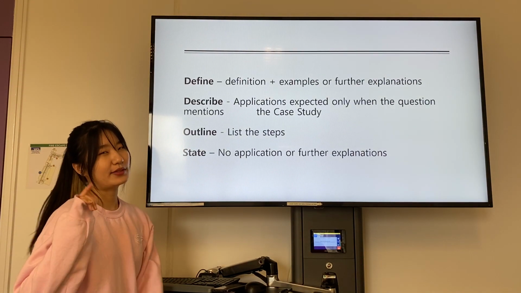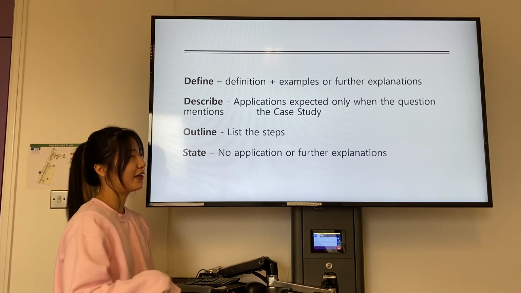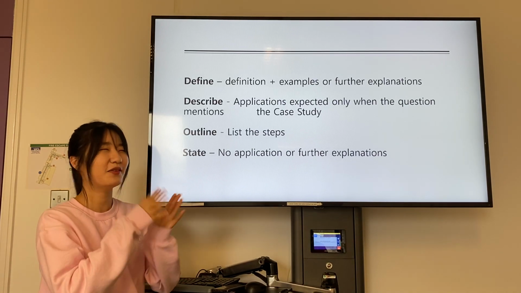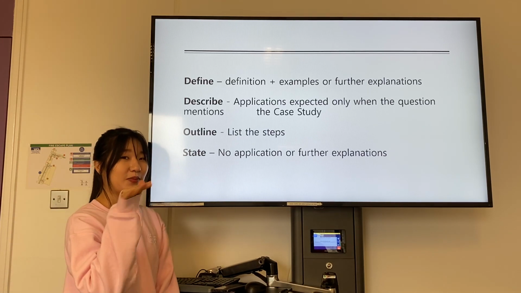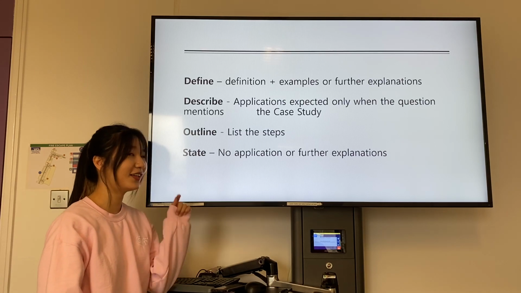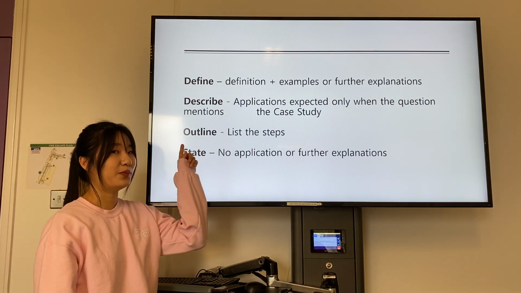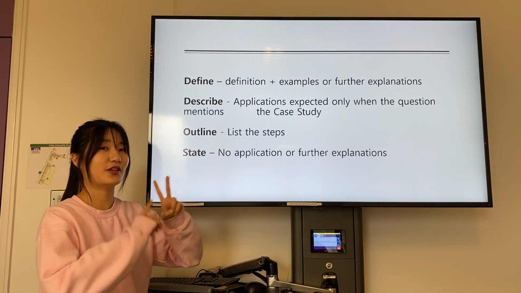Outline means bullet points. When it says outline, don't bother writing in paragraphs, thinking of all the connectives like however, but, furthermore, moreover. Just list the steps in bullet points or just 1, 2, 3, 4, and that should be enough. If the outline mark was 4, you should have 4 steps. If you have 2 marks for outline, you should have 2 steps.